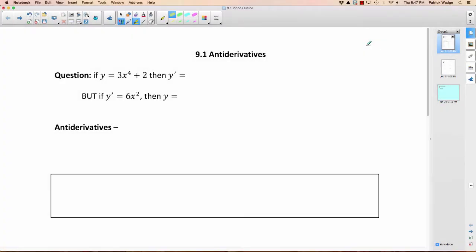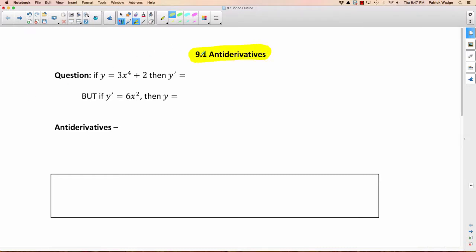Chapter 9, and we're only doing a couple sections in there, so we're almost done. Section 9.1 is on antiderivatives. So I have a question for you. If y equals 3x to the fourth plus 2, then what does y prime equal?